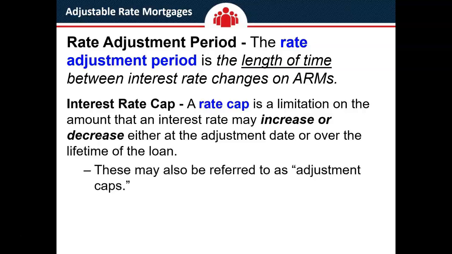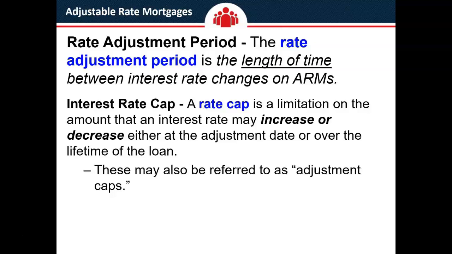Another term is the cap. The cap is how high or how much it can adjust at any particular time. You don't want to get an adjustable rate mortgage that's starting at 4% and then it's going to adjust to 14%. What's the cap? What's the highest it can go?